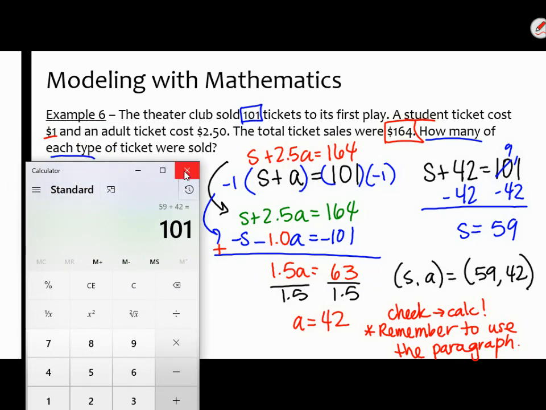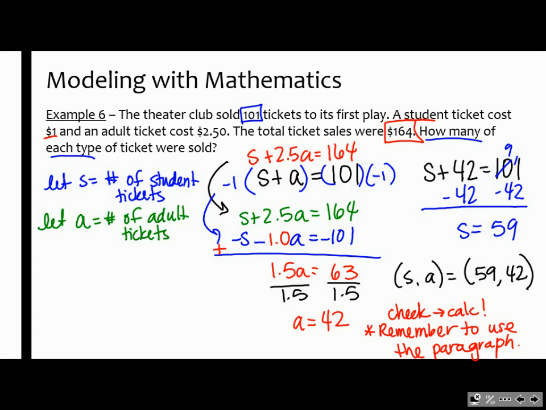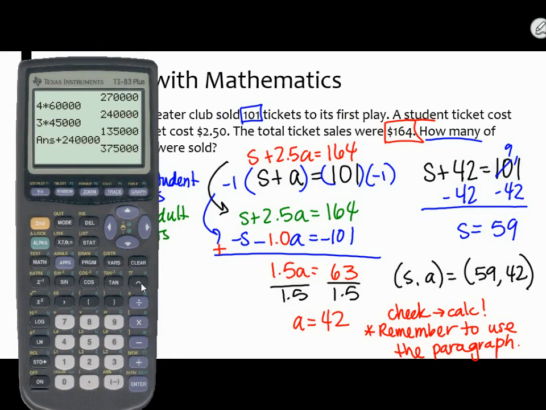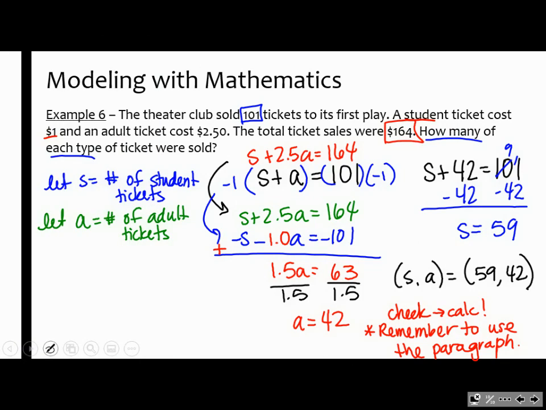And then let me use the other calculator. It'll be faster. All right, so student tickets are $1 each, and $1 for 59 student tickets, that's $59. $2.50 times the 42 adult tickets, and the total says 164. So it worked out. We checked it by the paragraph, and we have our solution. So let's write a sentence and finish it up.